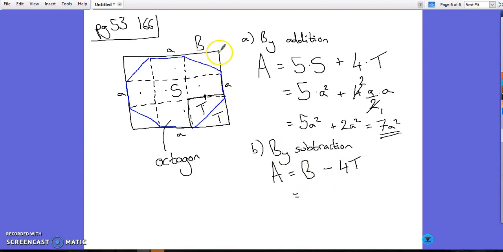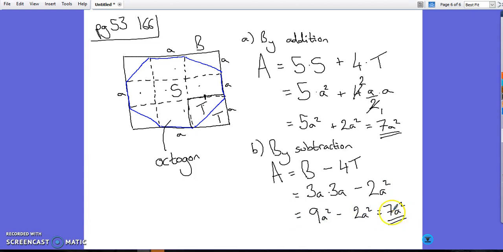Now B is 3A times 3A, minus then our 4T that we had here, so minus 2A squared. So that's going to be 9A squared, take 2A squared, which is 7A squared.